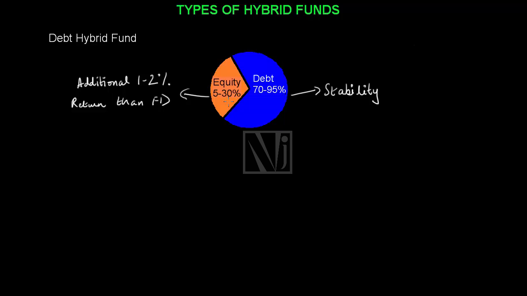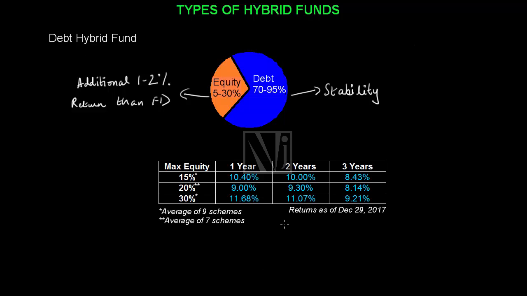These are the performance stats of debt hybrid funds, where the maximum equity component is 15%, 20% and 30%. So as you can see from this table, the recent return numbers from debt hybrid funds are in the range of 8 to 11%. So for people who are not at all comfortable with equity, a debt hybrid fund can be a baby step for giving them a small exposure to equity.